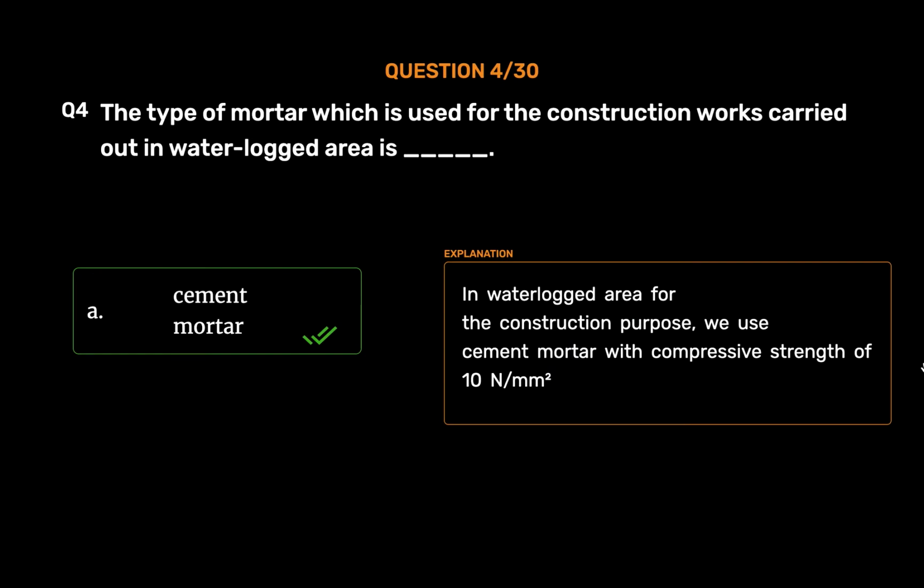In waterlogged area for the construction purpose, we use cement mortar with compressive strength of 10 N per square millimeter.